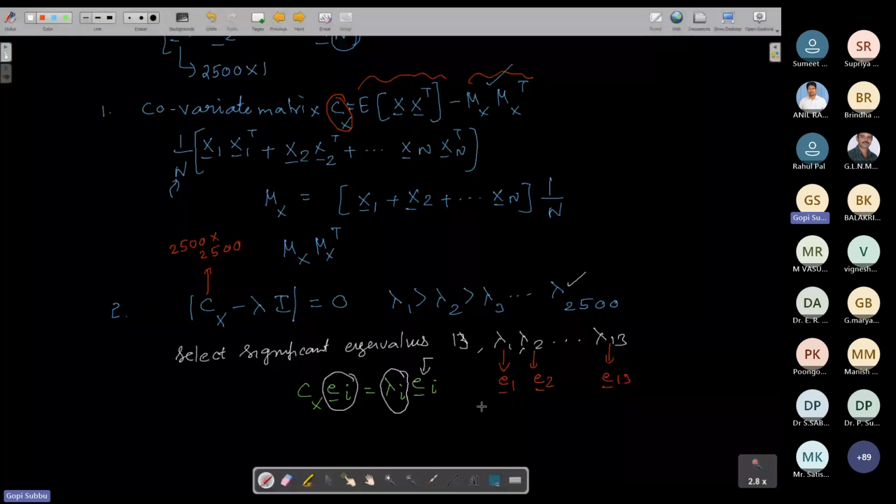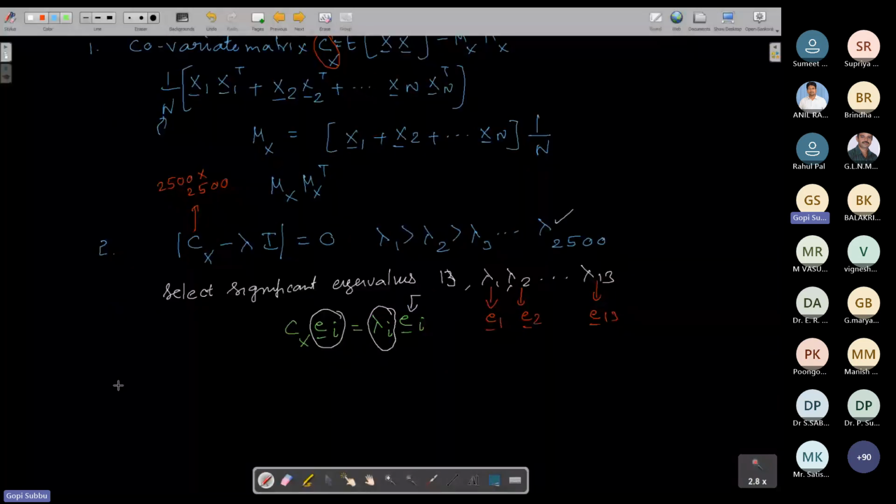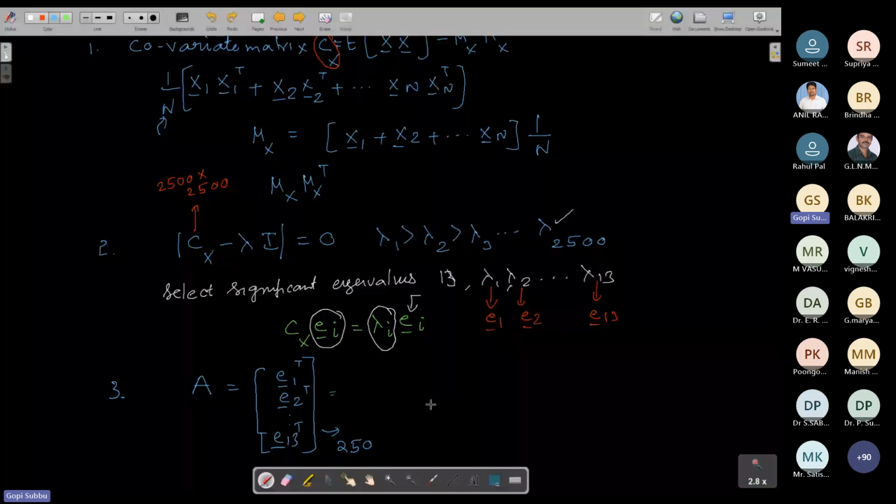So now you have the eigenvectors, and then you need to construct a matrix. That is what we are interested in. Whatever eigenvectors we got, we arrange them row-wise like this, up to E13. This becomes the transformation matrix, and its size is, I'm sorry, 13 cross 2500, because each row is of size 2500.